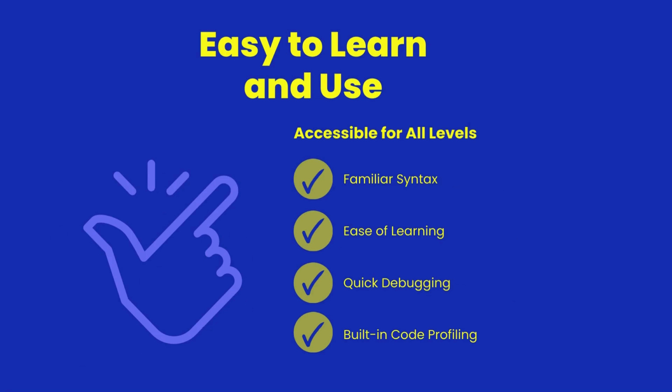Sheerpower is designed to be accessible for all levels of programmers. Familiar syntax. Sheerpower's language syntax is similar to PHP or Python, making it easy to pick up. Ease of learning. This familiar syntax makes Sheerpower easier to learn for both experts and beginners. Quick debugging. With virtually instantaneous compiles and error reporting, debugging is quick and efficient. Built-in code profiling. Enhanced debugging is possible with detailed built-in code profiling, helping you identify and fix bottlenecks quickly. These features make Sheerpower an easy-to-learn and efficient language for all programmers.